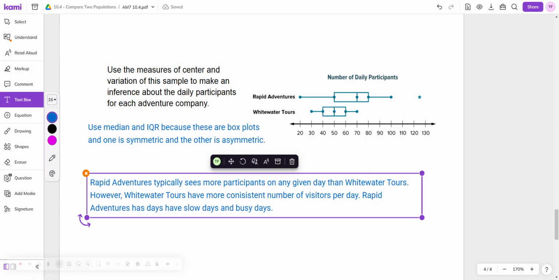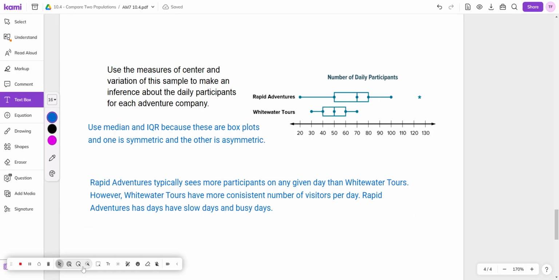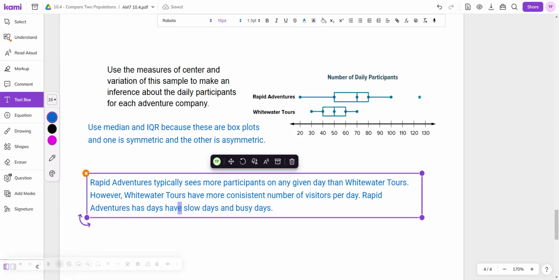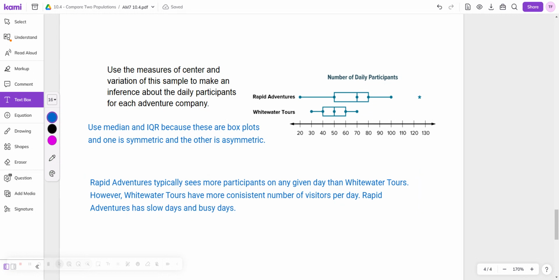Rapid Adventures typically sees more participants on any given day than Whitewater Tours. However, Whitewater Tours has more consistent number of people per day. Rapid Adventures has slow and busy days. Okay. So some days where there's not very many people there, and other days where there's a lot of people there.